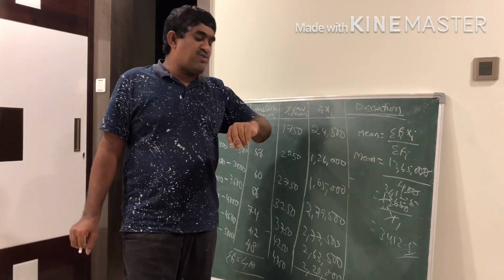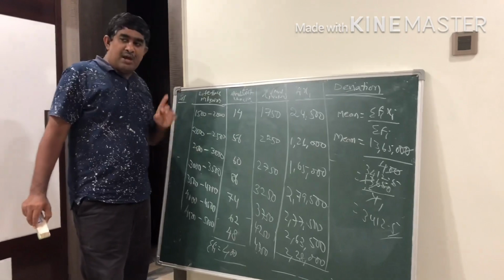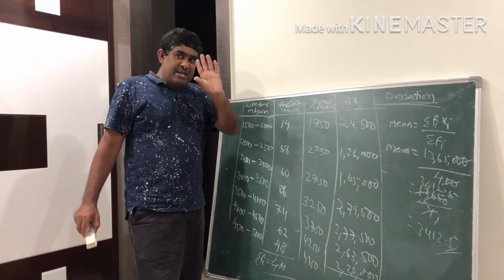I am giving 3 minutes, because we are running out of time. Make it fast. Same problem, I will go on with the deviation method. I will do the problem first, then I will explain it clearly to you.